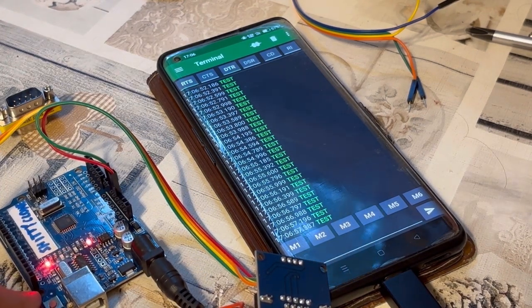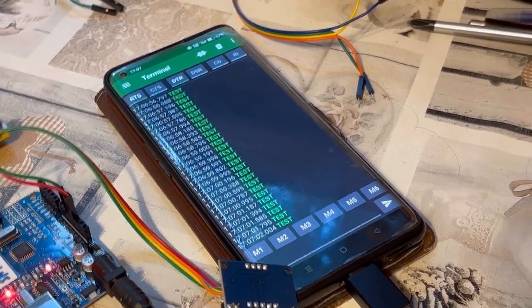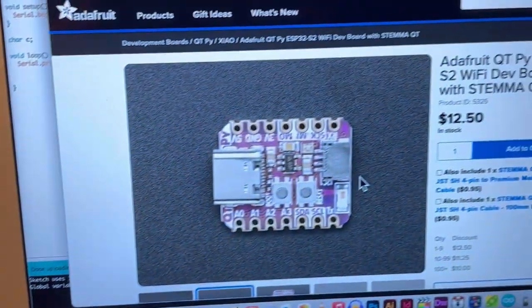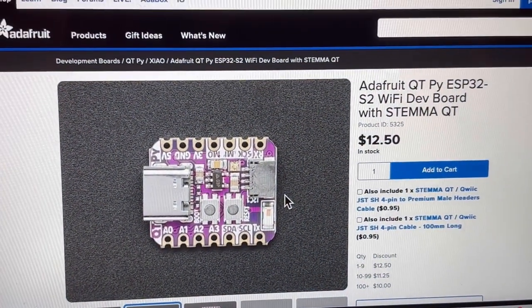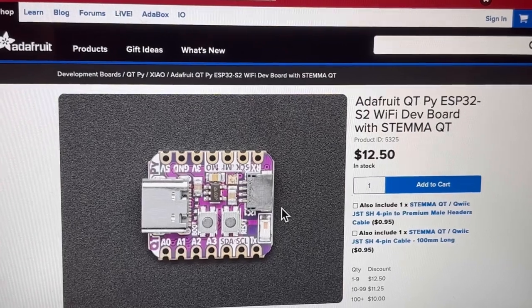So there isn't really anything further to say about it. It's just, yeah, think twice whether you really want to get the Adafruit QT Pi ESP32-S2 Wi-Fi dev board.